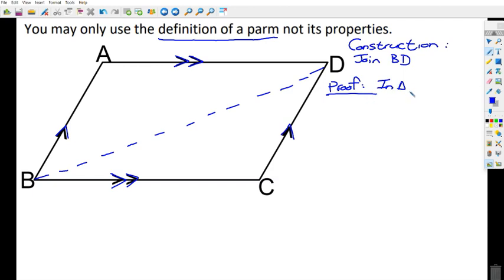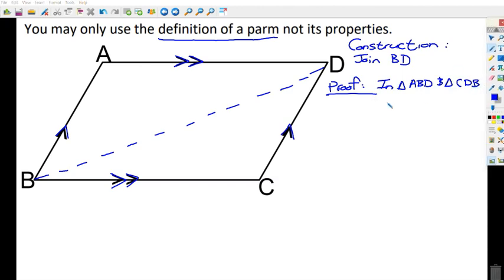So let's say triangle ABD and triangle CDB. Now let's see what we have. In these two triangles, what do I know? Do I know that the sides are equal? Do I know of anything about the sides? I don't know that they're equal. I only know that they are parallel. That's all I know.